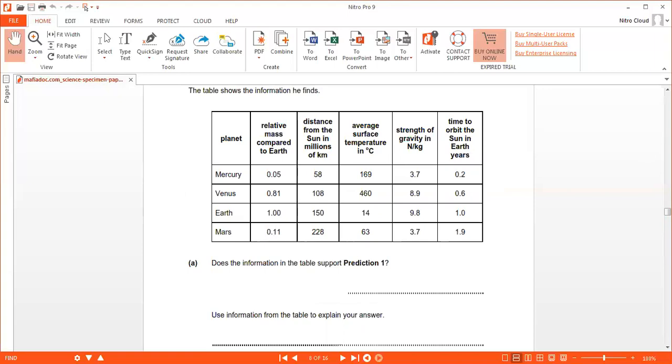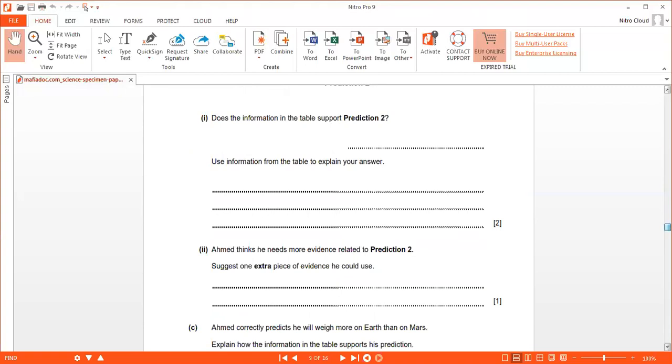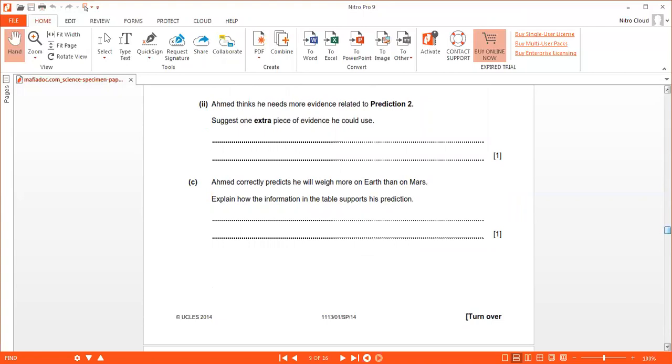This means that, okay, the mass only is not enough. You have to check also the strength of gravity. 3.7, 8.9, 9.8, 3.7. Compare the strength of gravity between Earth and Mars. Earth 9.8 and Mars 3.7. So his prediction is correct because the strength of gravity is higher on Earth than Mars. The strength of gravity is higher on Earth than Mars. That's why his weight will be more on Earth.